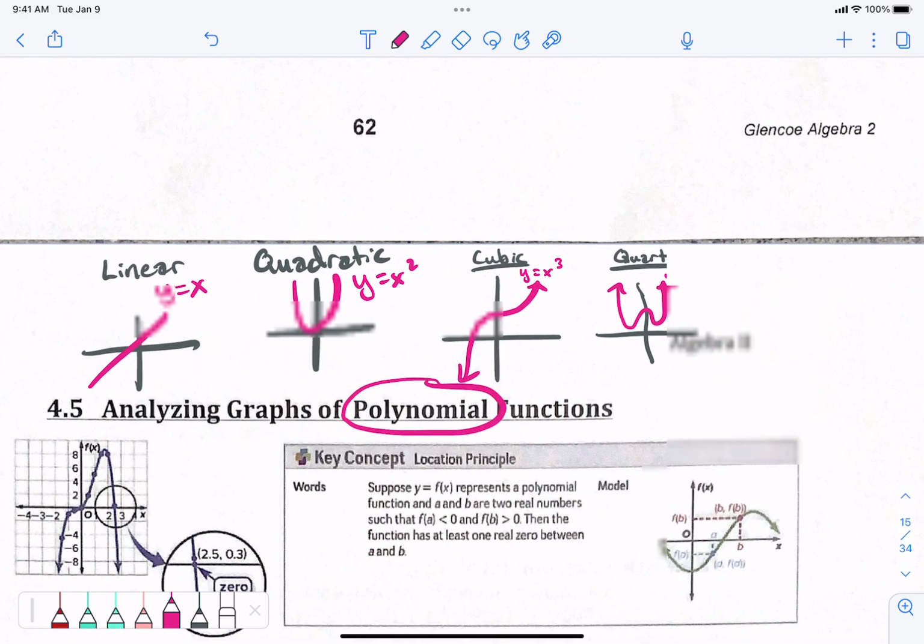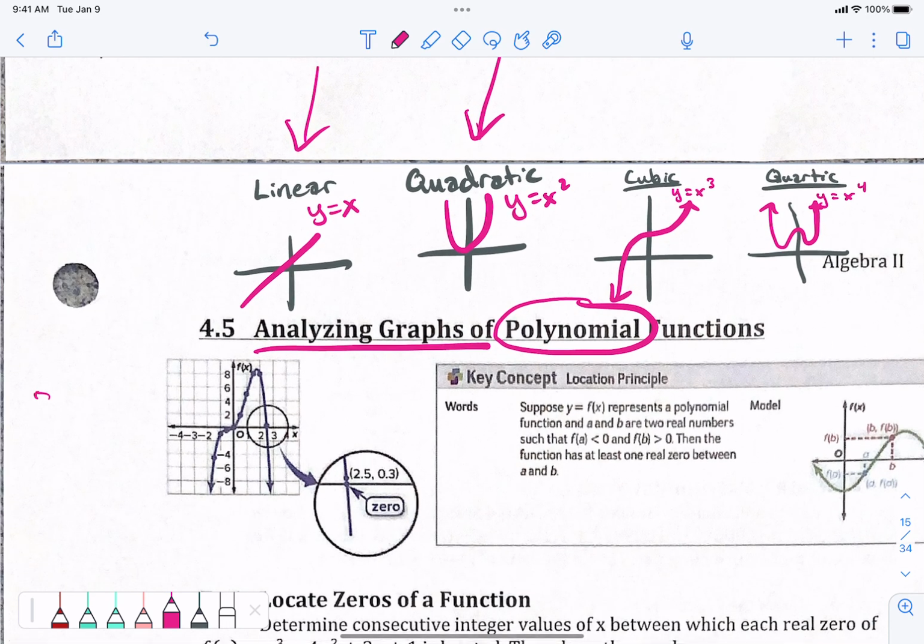Those are the main polynomial functions that we're looking at. We studied linear and quadratic in depth previously. Now we're going to talk about graphing cubic and quartic. When we're analyzing graphs, we're talking about the zeros and the maximums and minimums. What's a zero, by the way? An x-intercept, where it crosses.